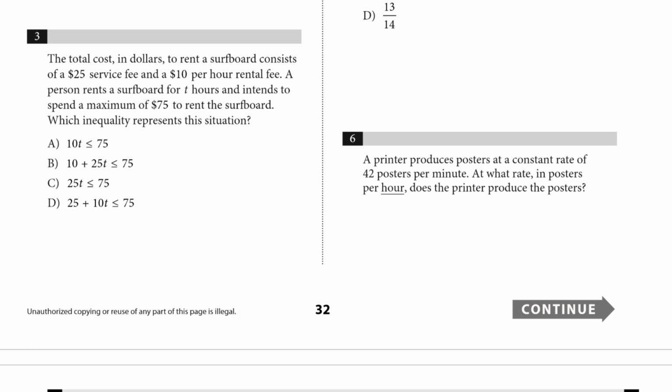Whenever we're trying to write an equation or inequality, the one-time service fee has no variable next to it. The $25 is only paid one time, so we will have 25 plus $10 per hour. So it's going to be plus $10 times the number of hours that the person decides to rent the surfboard for. And they want to spend a maximum of $75. That means that whatever they spend by using this equation must be less than or equal to 75, which if we look at the answer choices, that is D.